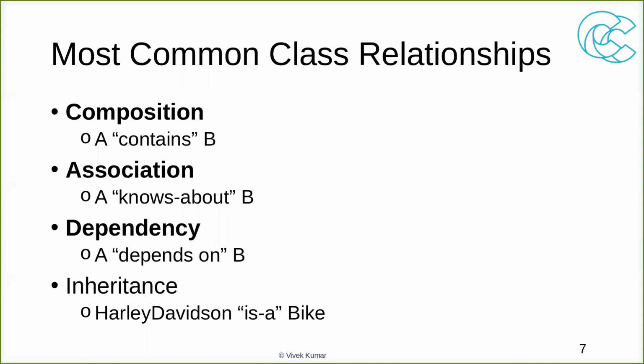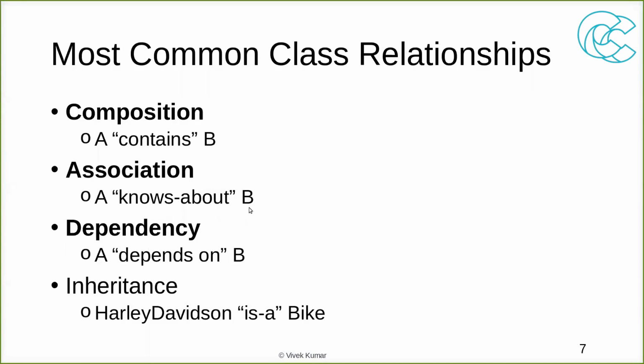So the other type is called the association. So it's not contained within the other class, but you simply know enough information about class B that you can call those methods of class B. Again, we'll be looking at these examples later. And the third one is dependency.